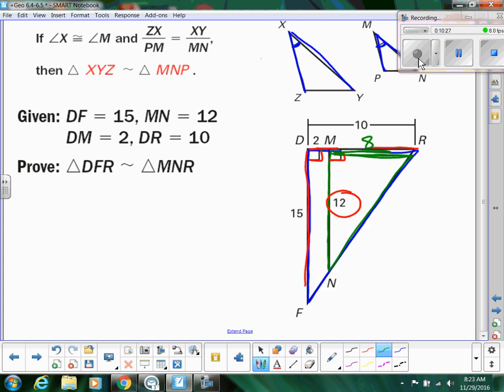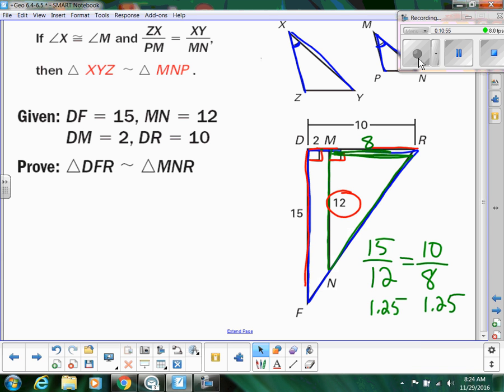Okay, so now let's reset up those proportions. So I'm going to have 15 over 12. We know that's right. And then big is 10 over the 8. So there we go. So now if I do 15 divided by 12, that's 1.25. And then 10 divided by 8 is also 1.25. Okay, so we know that those are proportional then, and we have those right angles from the diagram. So then we can prove that by SAS similarity.